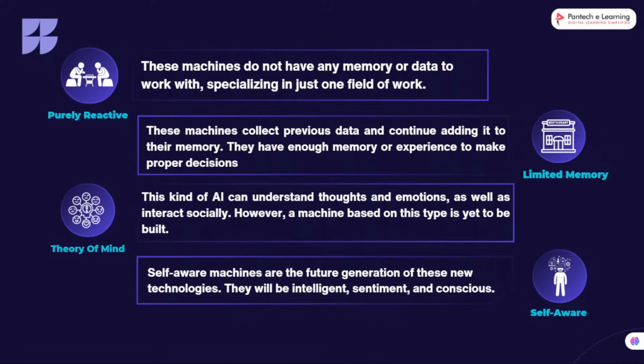Currently they are available, but self-aware is a future generation, because self-aware represents robots. It does not just mimic a human, it looks like a human; that is robots. So self-aware machines are the future generation of these new technologies. They will be intelligent, sentient and conscious. That's why we say self-aware is a future generation, that is robotics.